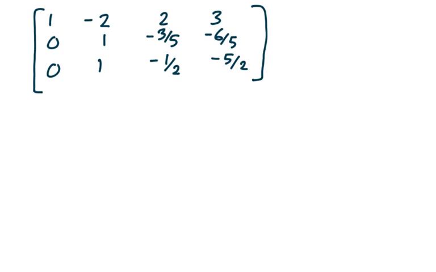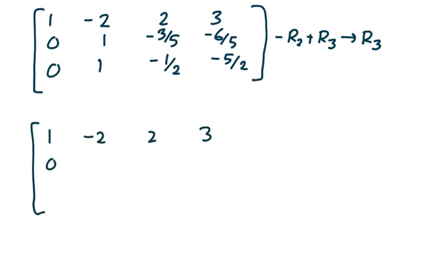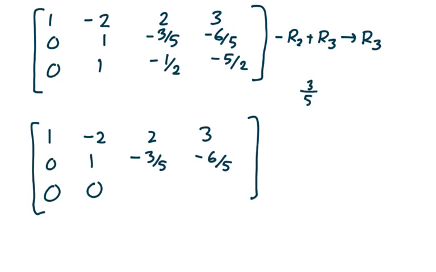Okay, now I'm going to take negative row 2, add it to row 3, put the result back into row 3. And so when I do that, I get 1, negative 2, 2, 3, 0, 1, negative 3/5, negative 6/5, and then I get 0, 0, and then, so again, I'm old school, so I want 3/5 minus 1/2, right? And that looks like it's 1/10.